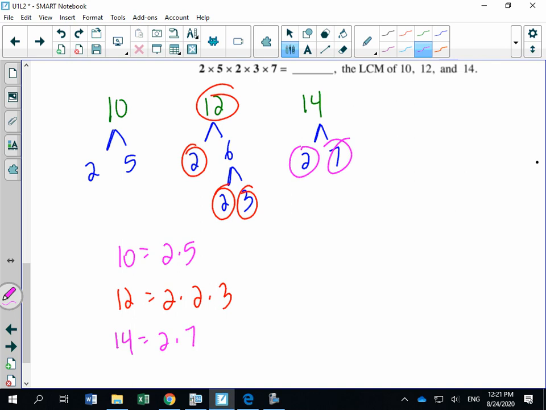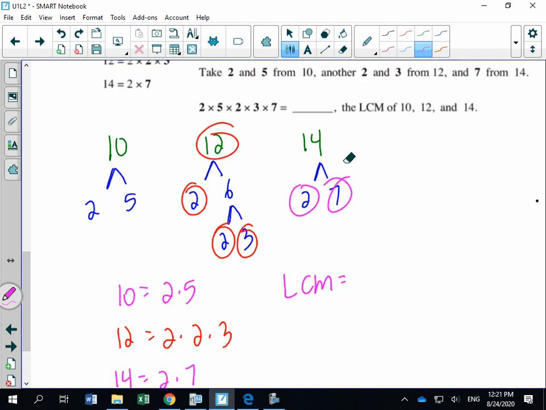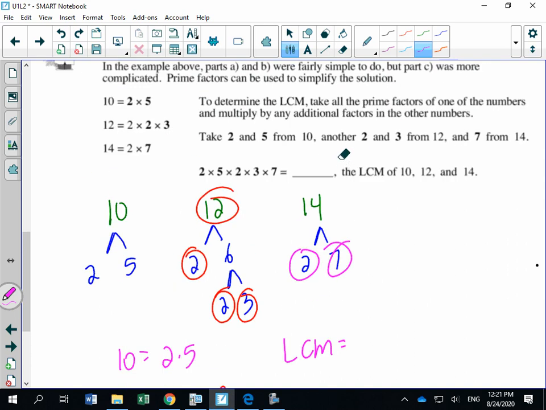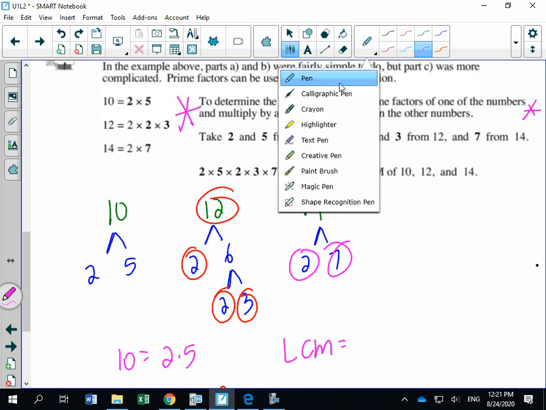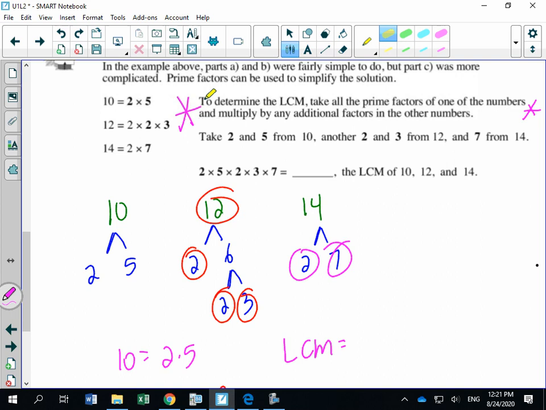Okay, so lowest common multiple. How do we do this? I'm going to get you to highlight, and star, something. Sometimes these definitions don't exactly make sense when we first read them through. This is just so that you have it highlighted in your notes for when you're studying, let's say for your exam. Okay, so let's read what this says. To determine the lowest common multiple, take all of the prime factors of one of the numbers.